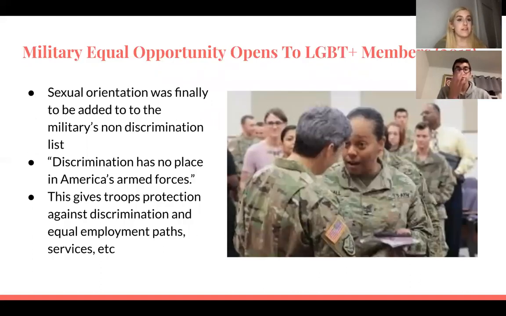In 2015, the military opened equal opportunity to LGBT plus members. Sexual orientation was finally added to the military's non-discrimination list, quoting, "Discrimination has no place in America's armed forces." This gives troops protection against discrimination and equal employment paths and services, no matter how they identify.